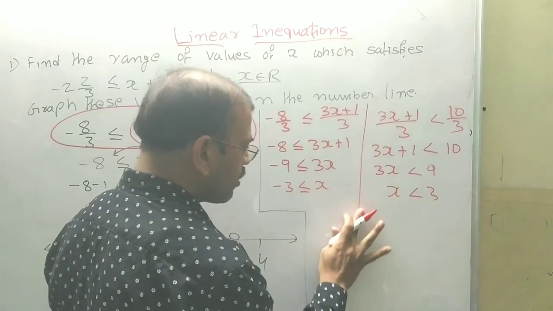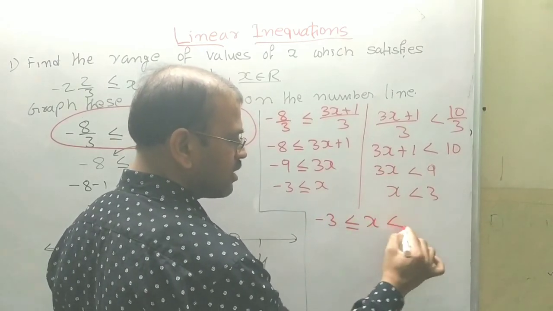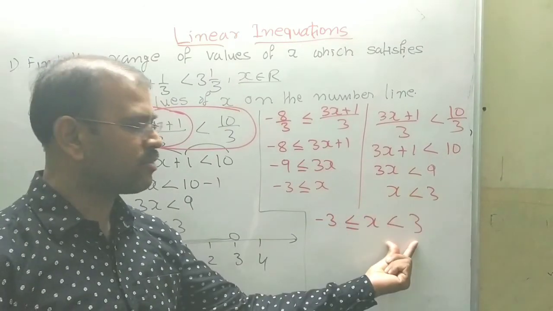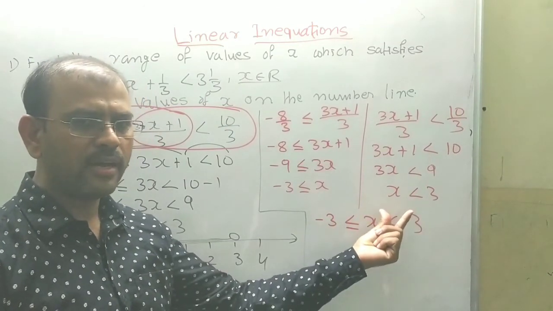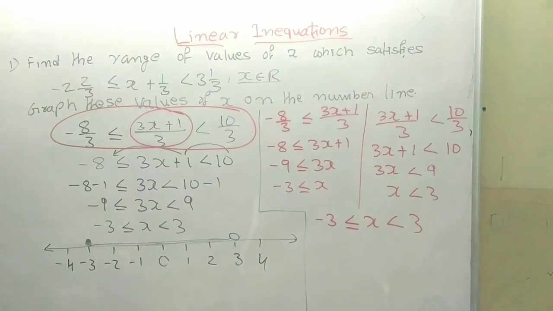So that is how we are going to write it. Minus 3 less than or equal to x less than 3. The first inequation I wrote here, the second inequation I joined to it, because x is common for both of them.